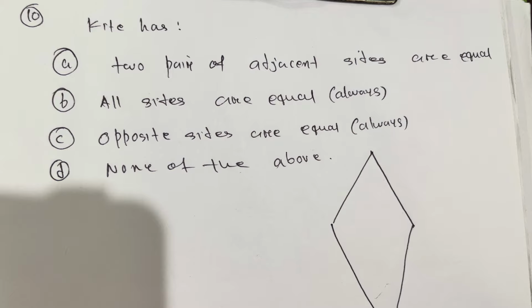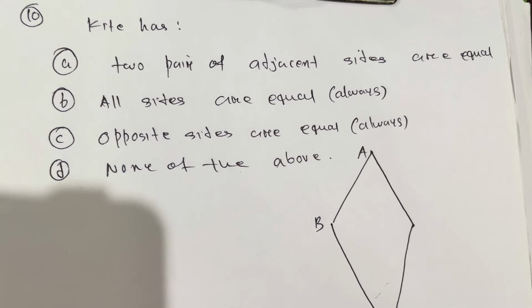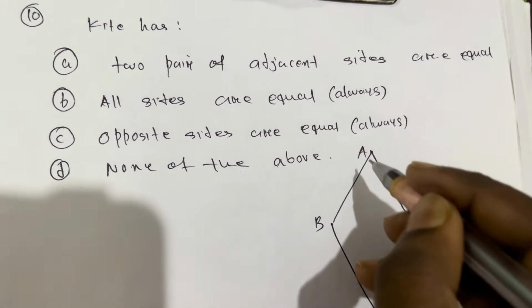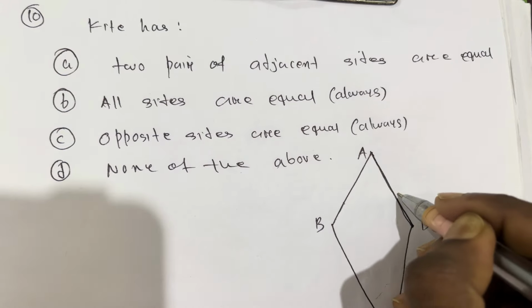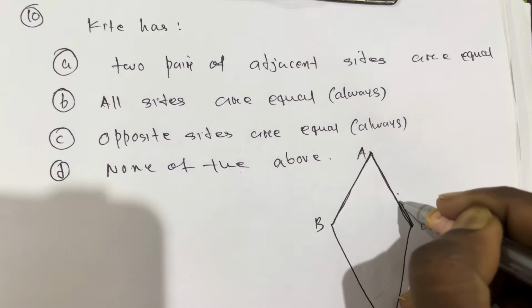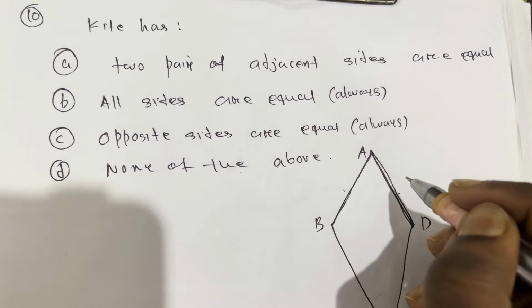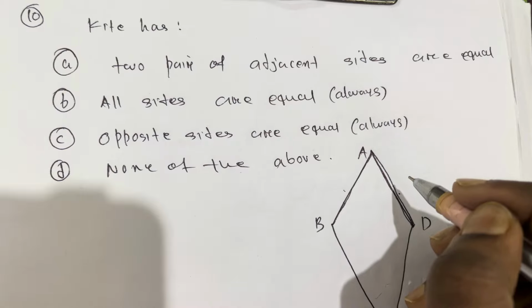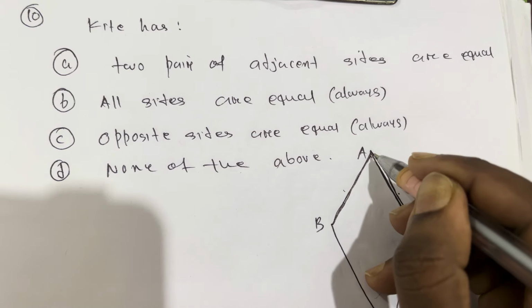A kite means two pairs of adjacent sides are equal. So what do you mean by adjacent? Suppose ABCD is a kite. You see the sides AB and DA. AB and DA are adjacent. Why? Because they have one common vertex, and they meet each other at A. So when two sides have a common vertex, the sides are called adjacent. These and these are adjacent because they meet each other at A.